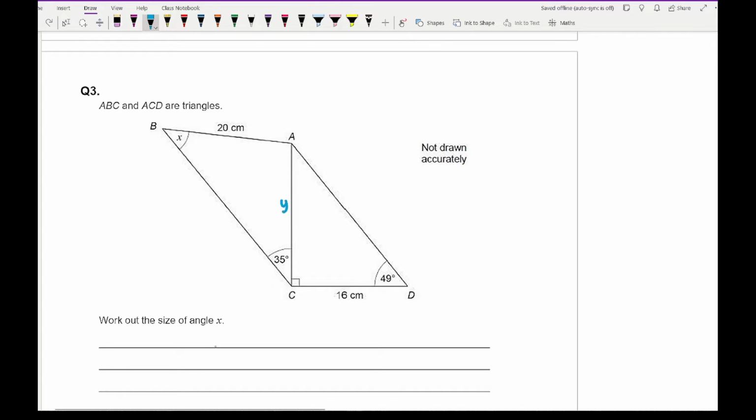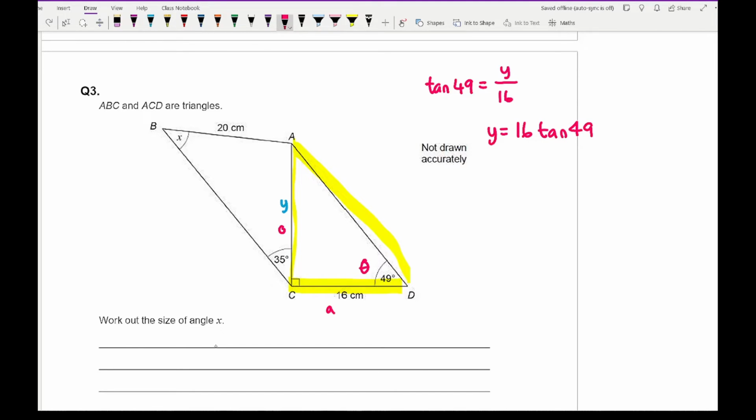So looking at this triangle here, this right angle triangle, if I just label this up, I've got theta, this is going to be the opposite and this is going to be the adjacent. So here what I've got is tan 49 equals the opposite y over the adjacent, which is 16. So y equals 16 tan 49.